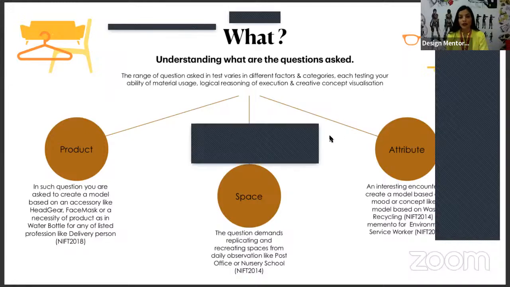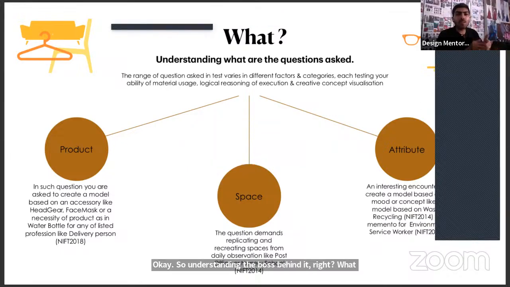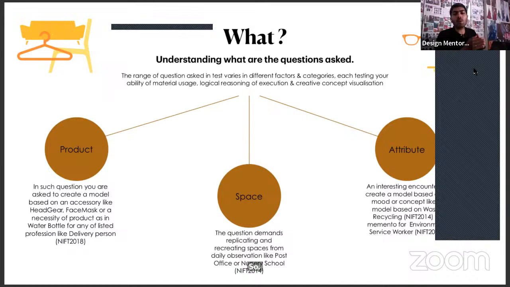Okay. So understanding the what behind it. What are the questions you will be asked? And what type of approach you have to consider when you are appearing for it. Let's keep it simple. Product, space, and attribute based. So when it comes to product, you will need to replicate a scenario or situation. For example, it was asked in 20.